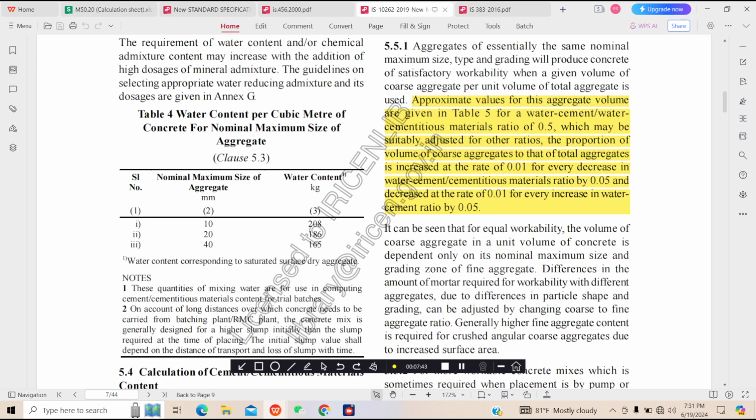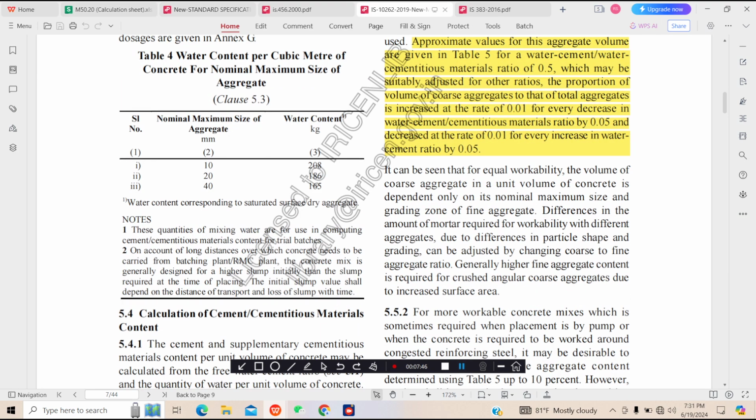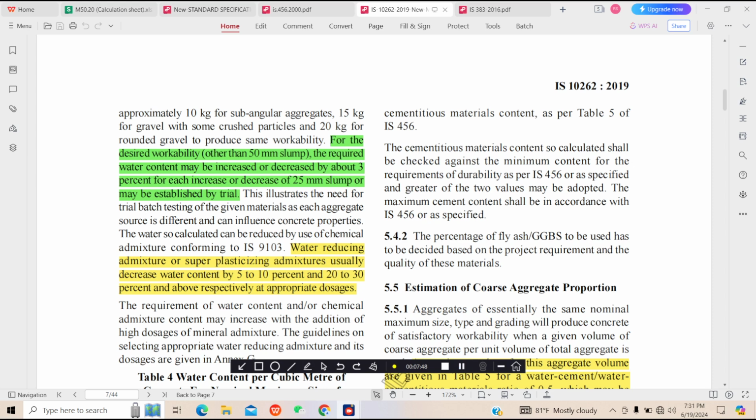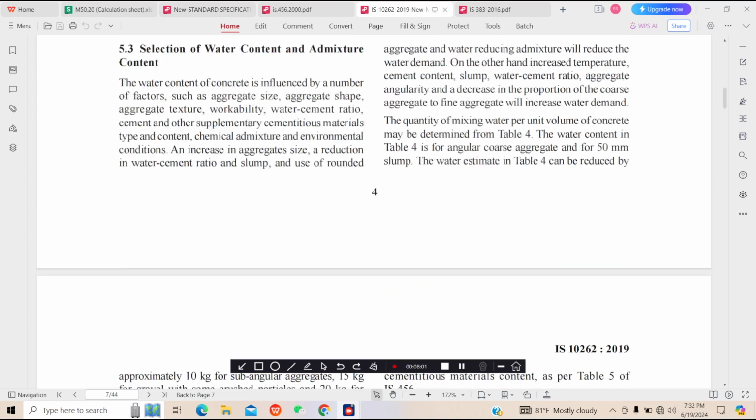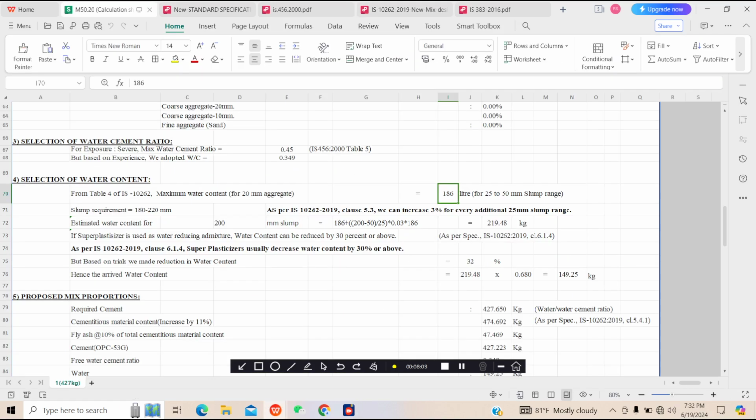Here we can see, yeah, here for the desired workability other than 50 slump, the required water content may be increased or decreased by about 3% for each increase or decrease of 25 slump, or may be established by trial. So this much is for the 25 to 50 slump, but the slump requirement for our site is 180 to 220, that is 200 plus minus 20.